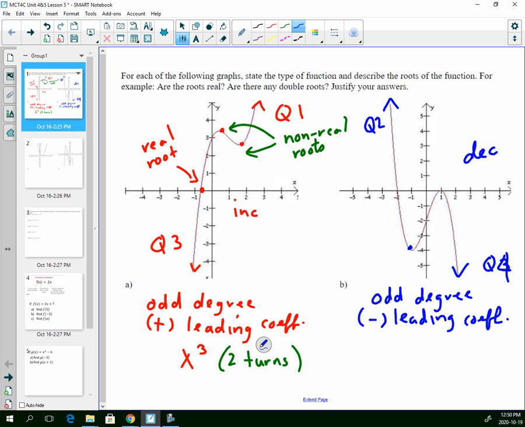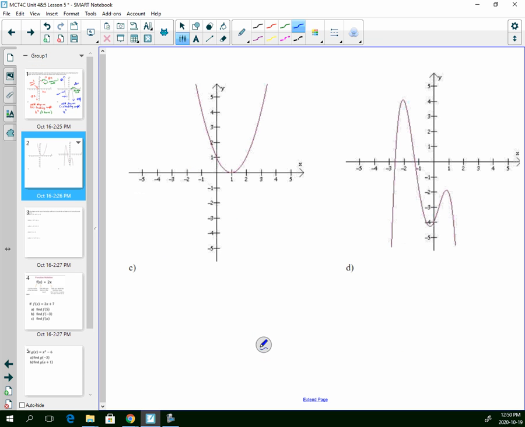Now the roots. Well, this one's a non-real root because it turns but does not pass through. And then this one is a double root because it sits on the x-axis but does not pass through it. It turns on the x-axis, so that means it's a double root. So I'm going to say this one is also power 3 because it has 2 turns and it has 3 factors, right? A double one and a single one. So that would make it power 3. Okay, so those are the types of things you should be able to determine from a picture of a graph.